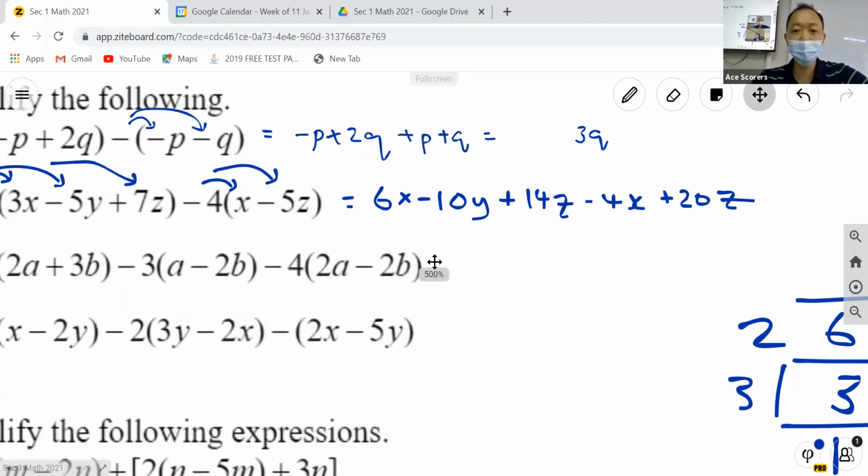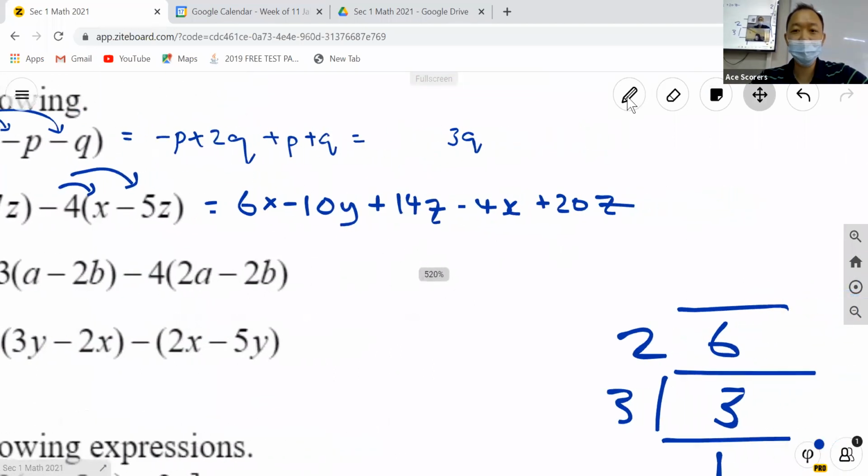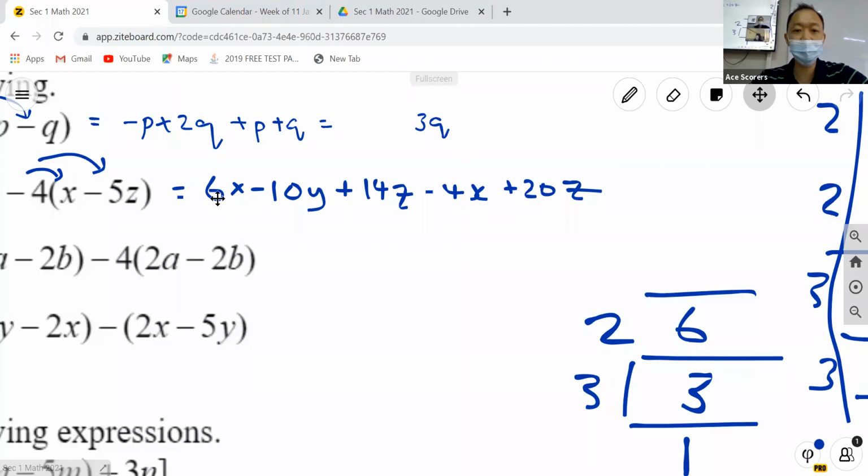The answer is almost there. Oh, I read the answer. Yeah, got the right answer. All right. So what's the next step? The next step is to evaluate. See this 6x minus 4x. That's 2x. Then next alphabet, negative 10y. 10y is alone. There's no other y. Just write negative 10y. And then after that, z. Look at z. 14z plus 20z. 34z. Very good.